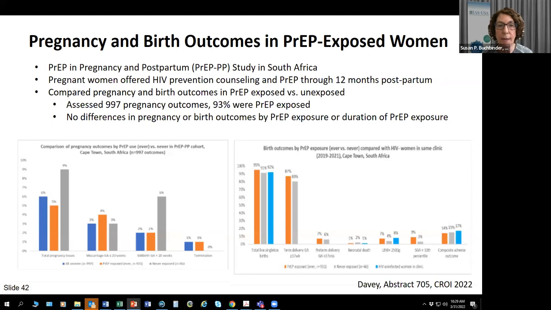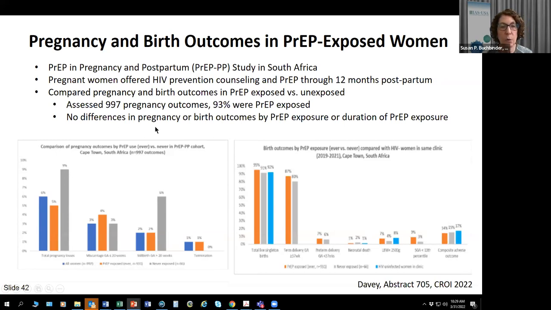And they compared pregnancy and birth outcomes in the PrEP exposed versus the unexposed people. But 93% opted to take PrEP. And so most of the people were PrEP exposed. Those were shown in the orange bars, and in the gray bars are the people who were PrEP unexposed.